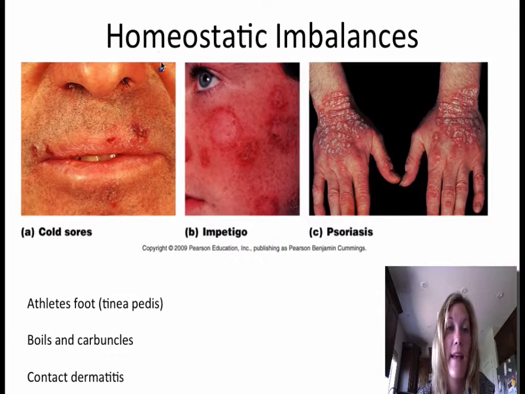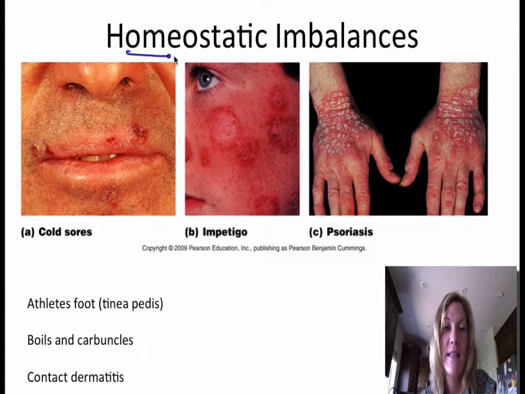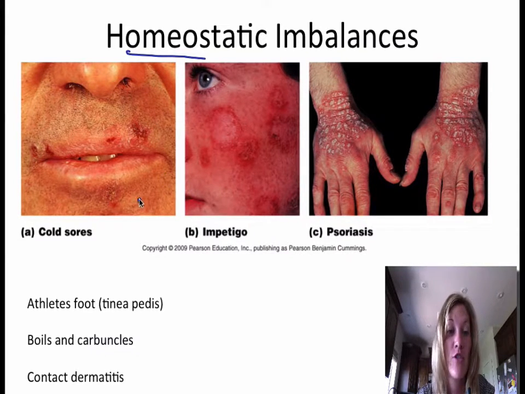Hey, this is Mrs. Reichelt, and we are just about finished with Chapter 4. So last thing we have to talk about are the homeostatic imbalances of the integumentary system. So you'll see here there's a couple of pictures that we're going to talk about and then a couple of other conditions as well. So let's go ahead and start out with athlete's foot.